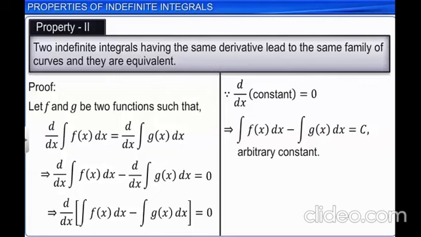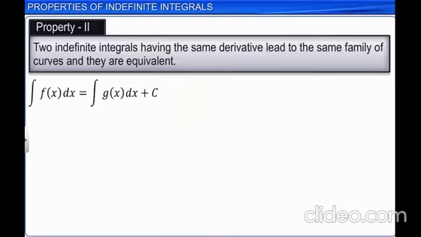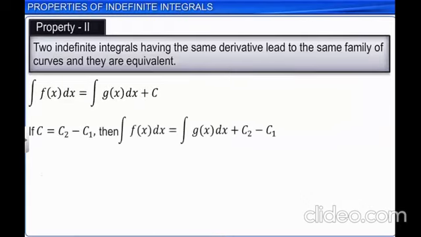Now, on transposing the terms to the right-hand side, we get the integral of f of x dx is equal to the integral of g of x dx plus c. Now, let c be equal to c2 minus c1. This implies that the integral of f of x dx plus c1 is equal to the integral of g of x dx plus c2, where c1 and c2 are constants of integration.